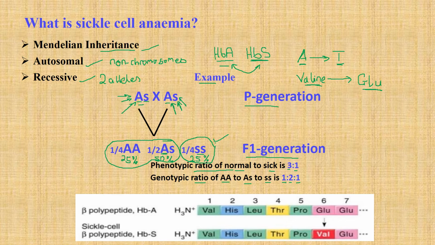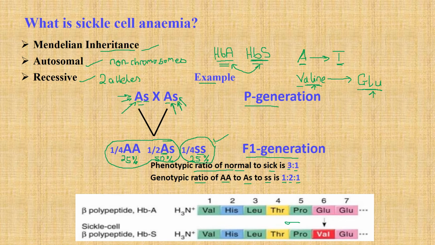If we remember, when we were doing amino acids, valine is an amino acid with a hydrophobic side chain, while glutamic acid is an amino acid with an acidic side chain. So replacing an amino acid of one group with an amino acid of a different group completely changed the function of the entire protein, leading to normal hemoglobin, or hemoglobin A, being transformed to sickle hemoglobin.